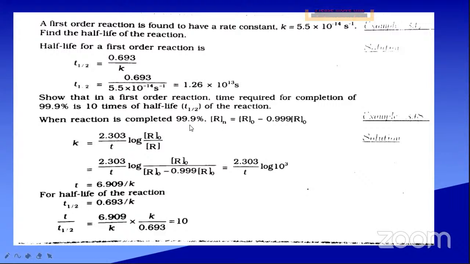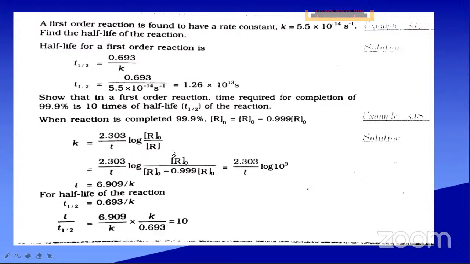When the reaction is completed 99.9%, how much of the reactant is remaining? Reactant remaining equals R naught minus 99.9% of R naught. To find this, we use the first order rate equation: k equals 1 by t ln A naught by A, or R naught by R. So k equals 2.303 by t log R naught by R. This is the first order rate equation.